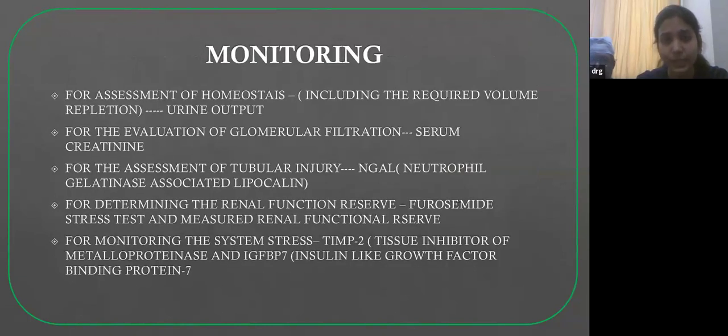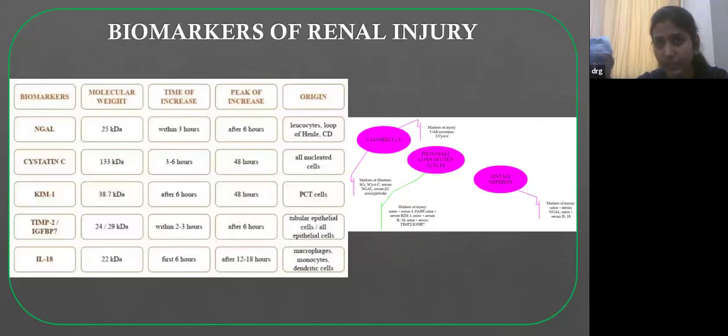Monitoring: urine output for assessment of homeostasis. Serum creatinine for the evaluation of glomerular filtration. NGAL for the assessment of tubular injury. Furosemide stress test and measuring renal function reserve for determining the renal function reserve. Tissue inhibitor of metalloproteinase and IGFBP7, or insulin-like growth factor binding protein 7, for monitoring the kidney stress. These are the biomarkers of renal injury.